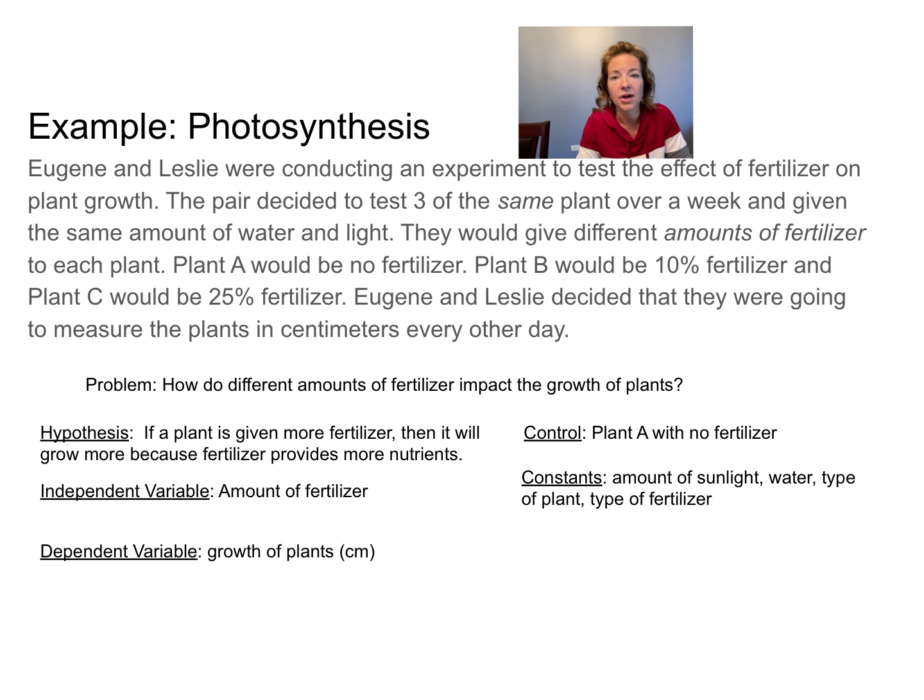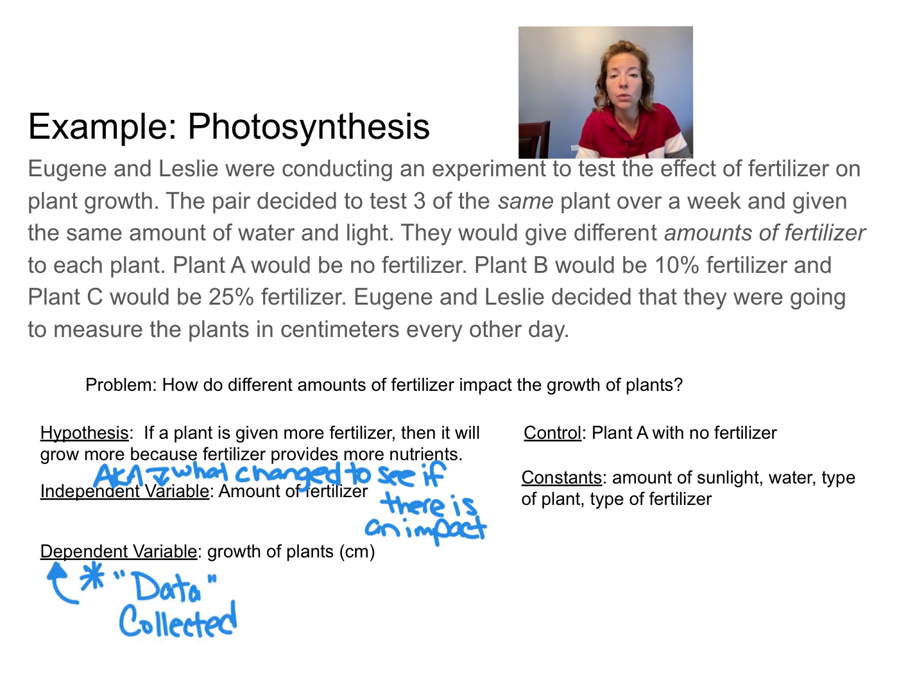Next, we identify our independent and dependent variable. The independent variable is what you change as the scientist. So Eugene and Leslie were changing the amount of fertilizer that each of the plants got. The dependent variable is the data that they collect. So what were they writing down to see what was different? They wrote down the growth of the plants in centimeters.